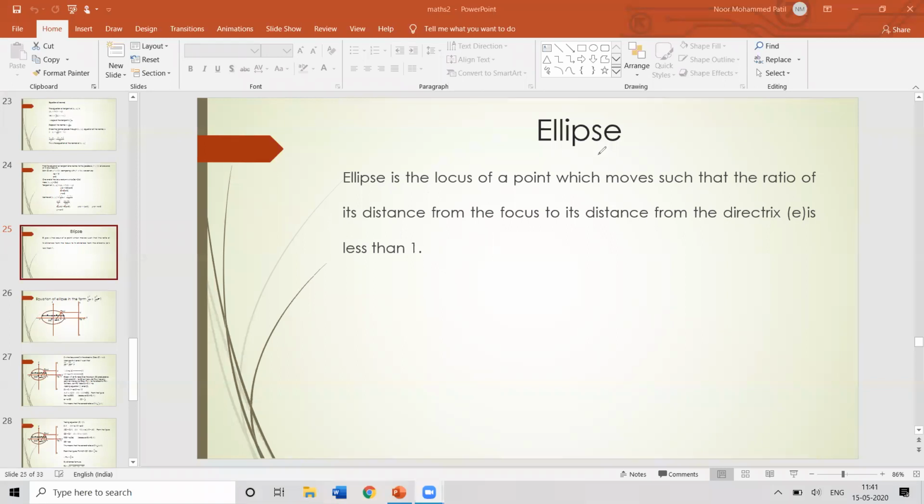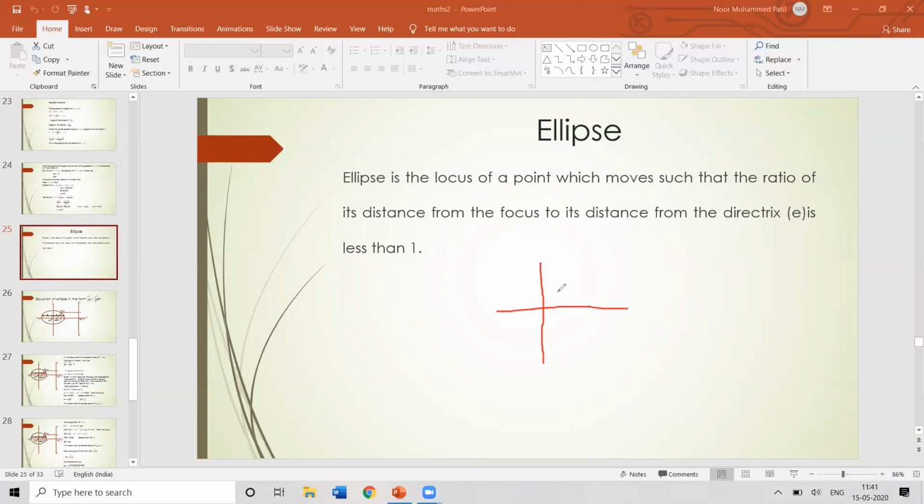So today we will have ellipse. In the conic section, we are going to study ellipse now. So what is ellipse? Ellipse is the locus of a point which moves such that the ratio of its distance from the focus to its distance from the directrix is less than 1. Already we have studied what is focus and what is the distance from the directrix.